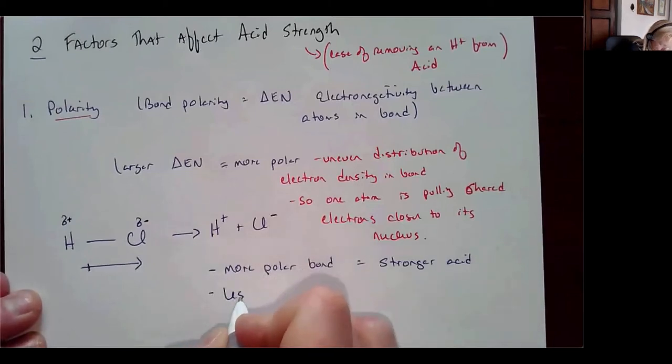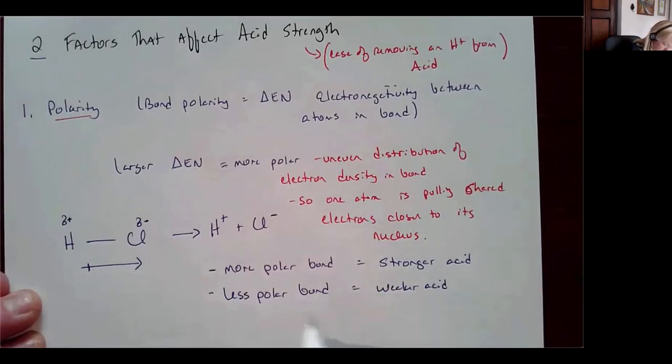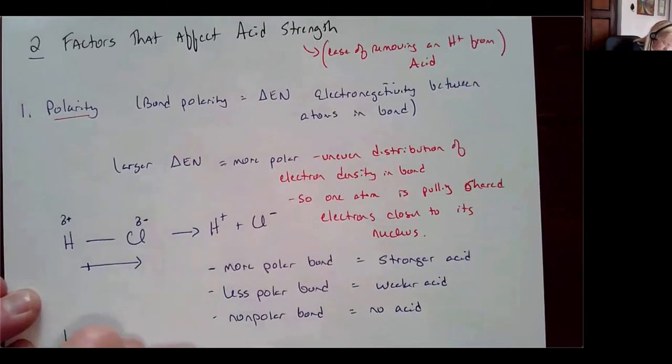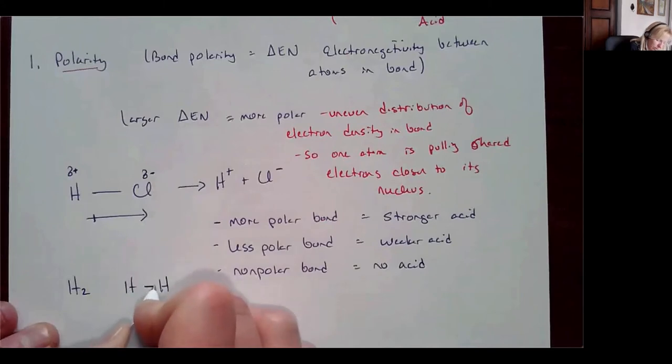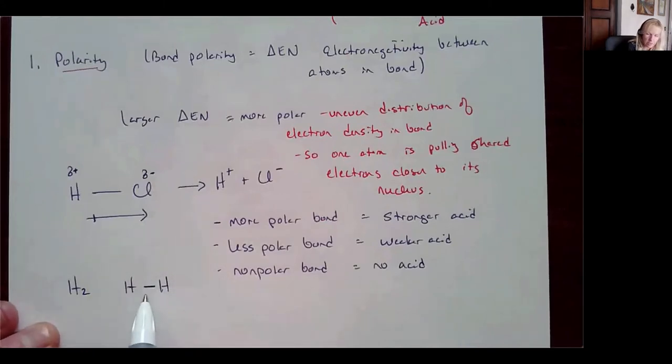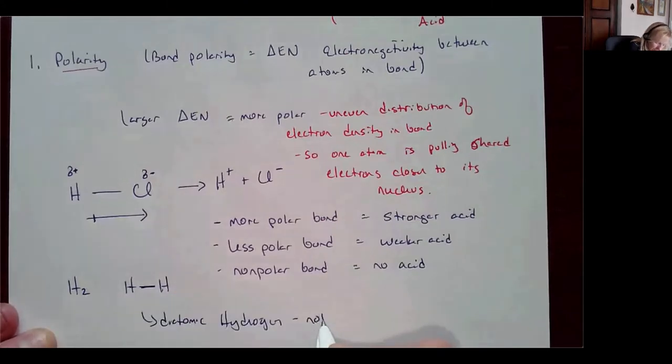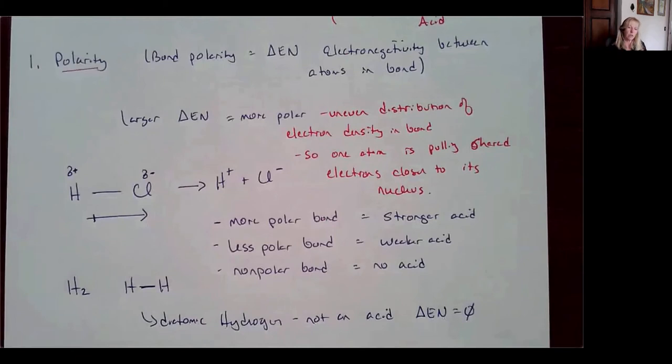The less polar the bond, the weaker the acid. And if I have a non-polar bond, I don't have an acid. Meaning that if I had H2, even though there's hydrogen there, H2 is not an acid. H2 is a nonpolar bond where I'm going to have equal sharing of these two electrons between my two hydrogens. This is just hydrogen as a diatomic, not an acid. It has a difference in electronegativity equal to 0. Okay, so that's one factor, bond polarity.